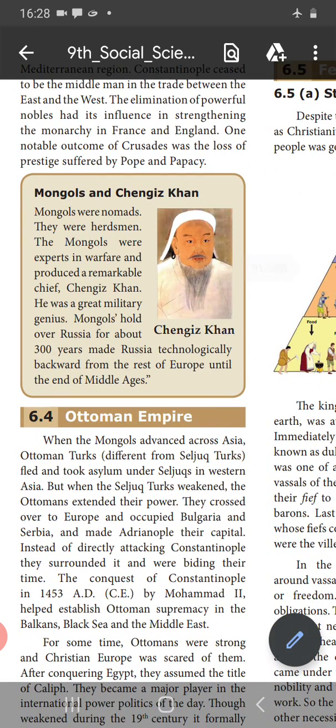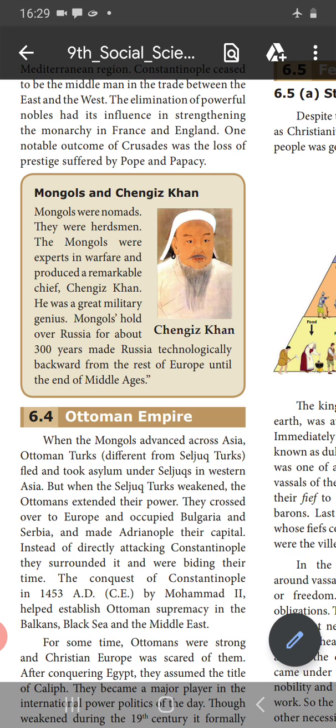Ottoman Empire. Let us know about the Ottoman Empire. When the Mongols advanced across Asia, the Ottoman Turks, who are different from the Seljuk Turks, fled and took asylum under the Seljuks in Western Asia. But when the Seljuk Turks weakened, the Ottomans extended their power. They crossed over to Europe and occupied Bulgaria and Serbia, and made Adrianople their capital. Instead of directly attacking Constantinople, they surrounded it and were biding their time. The conquest of Constantinople in 1453 AD by Muhammad II helped establish Ottoman supremacy in the Balkans, Black Sea and the Middle East. If you look at the map of Europe, the countries near Russia, like Romania, Albania and Serbia, which we have studied, are all Balkan states.